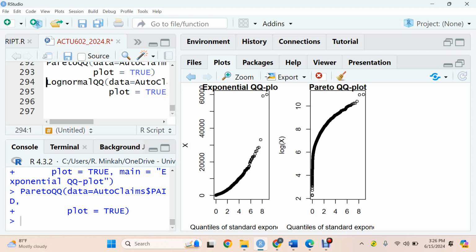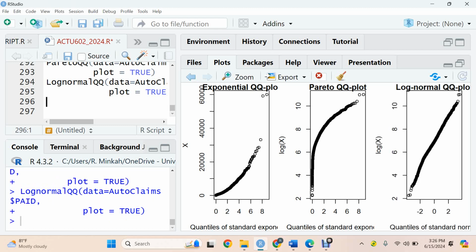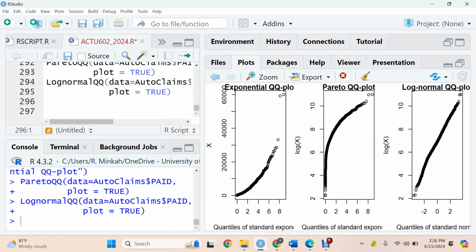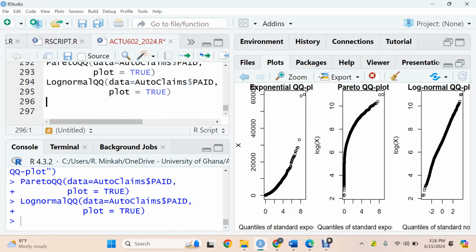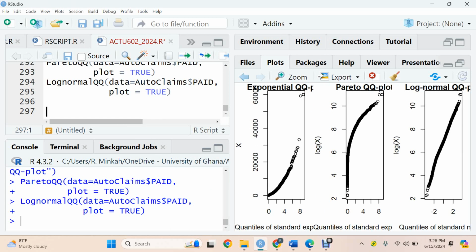Okay, then I check log normal, and that gives us more or less a straight line. So in this case, we said the log normal seems a better distribution than the rest. Okay, what we are left with is that we now need to estimate the parameters of these models. We haven't done that yet. We will do it later on. Okay, let's do one more. So please, in Auto BI, I want you to do this on your own.